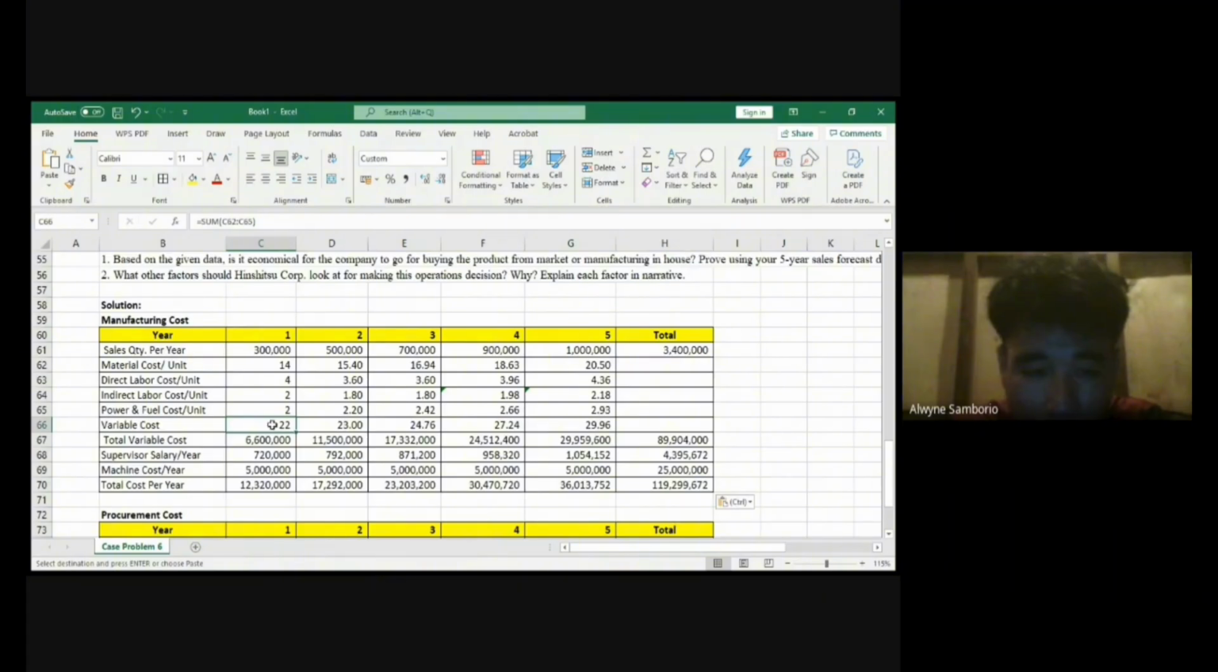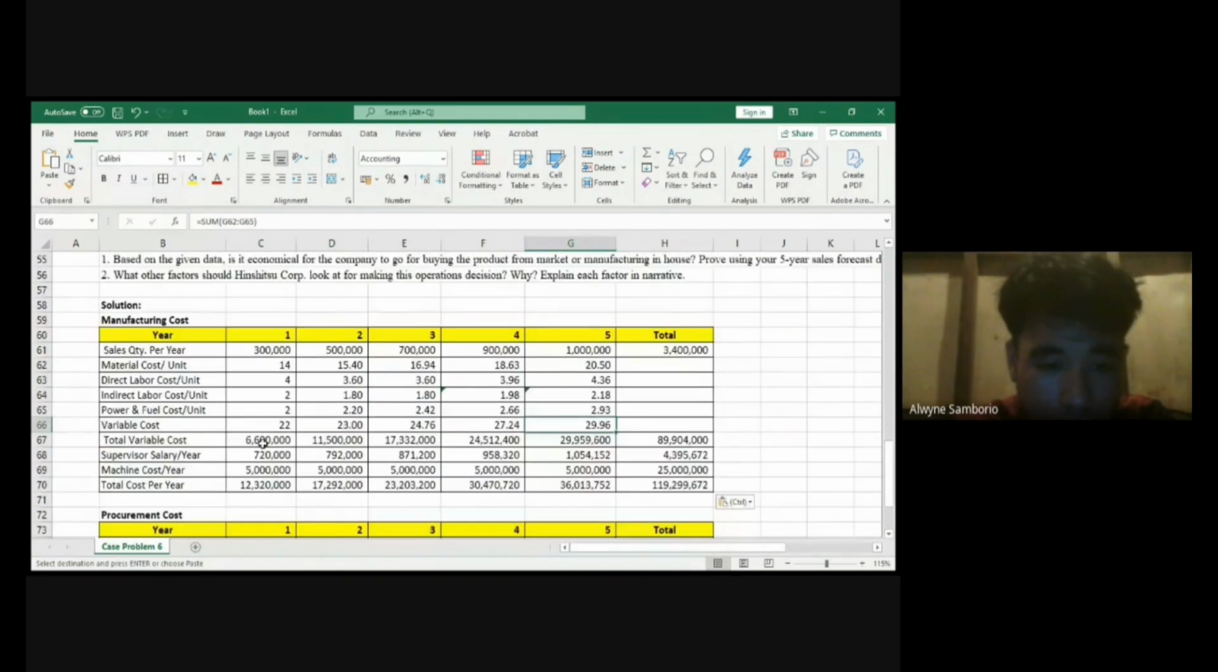So in order to get the variable cost, we just have to sum up the material cost per unit, direct labor cost, indirect labor cost, and the power and fuel cost per unit. So 14 plus 4 plus 2 is 22. And then so on and so forth for the second year to the fifth year. We just sum up the material cost, labor costs, and power and fuel cost.